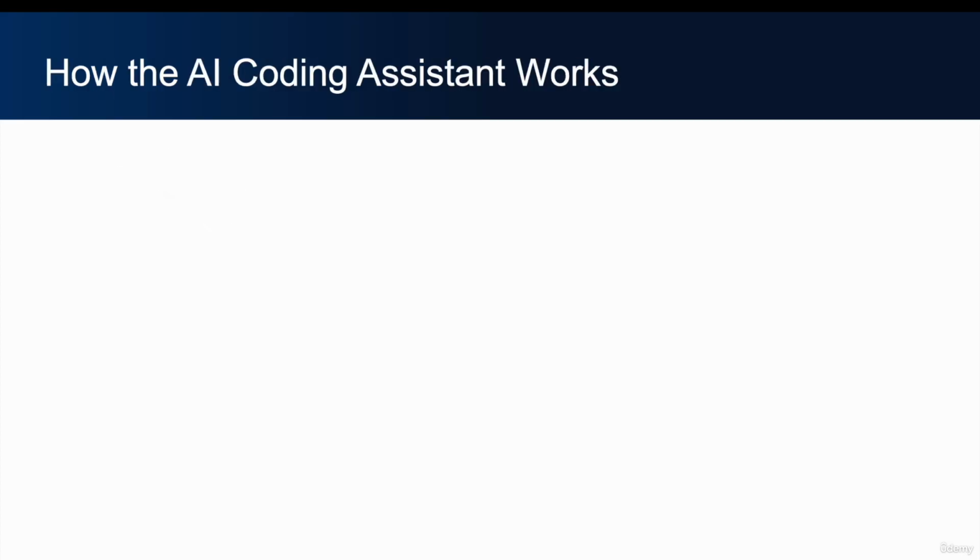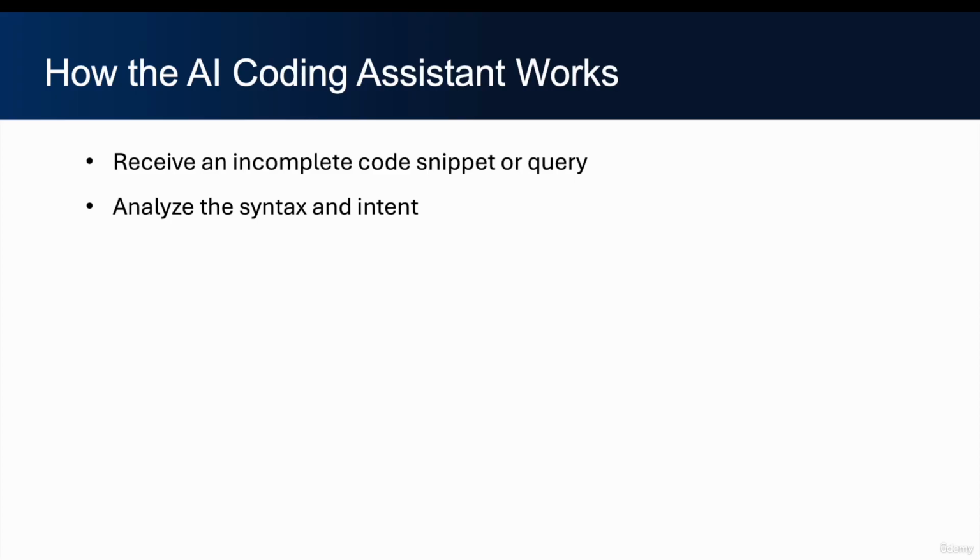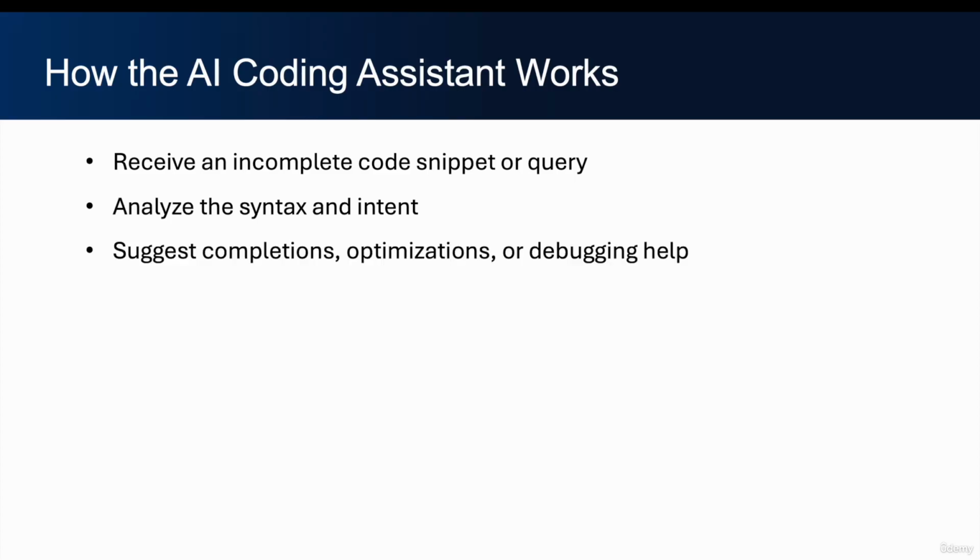So let's look at how the AI coding assistant works. The AI powered code autocompleter will first receive an incomplete code snippet or query. It will analyze the syntax and intent and suggest completions, optimizations, or debugging help. And finally, return the suggested code block. An example for an AI code auto-completion can be if you just send a function name, say def factorial of n, the AI suggestion completion will write the entire factorial function for you.